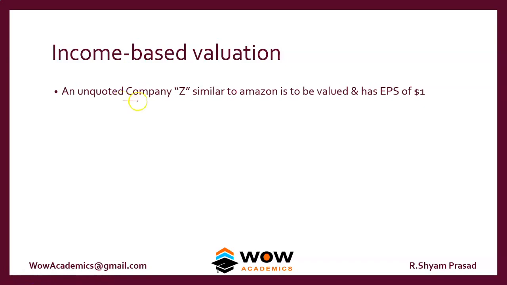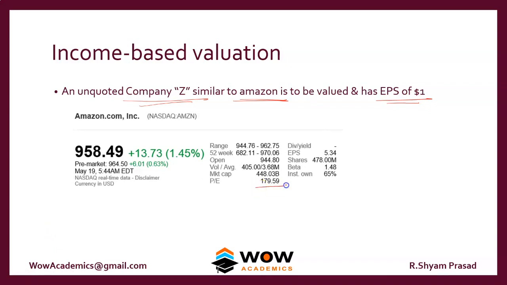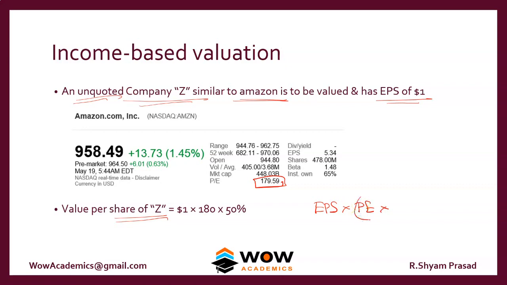So assume that there's an unquoted company called company Z. This company is very similar to Amazon, and the company has an EPS of $1. We also know that the PE of Amazon is 180. So we try to value the share of Z with Amazon, as both companies are similar, but Z is an unquoted company, so we have to get a value for it. The formula was earlier EPS into PE. To value the PE of an unquoted company, we take the quoted company's PE and multiply it by 50% or 60%. Here I have taken 50. So EPS into PE into the reduction. Now we get the value for this company. So this company's value is $90. I think you got an idea.